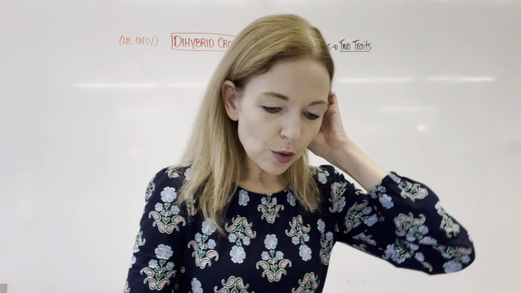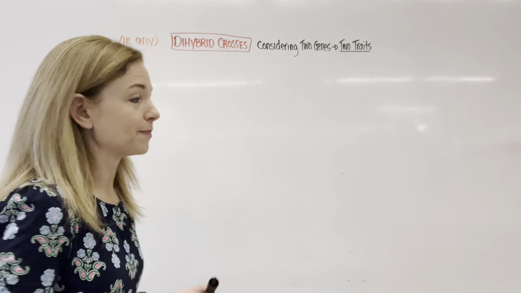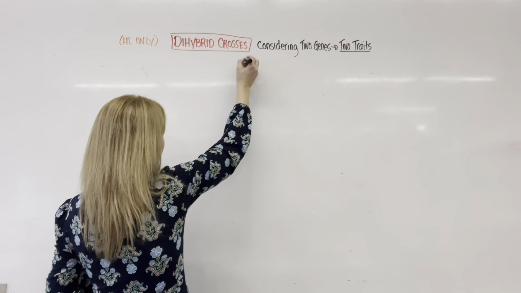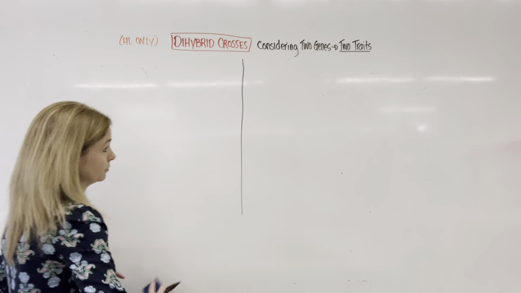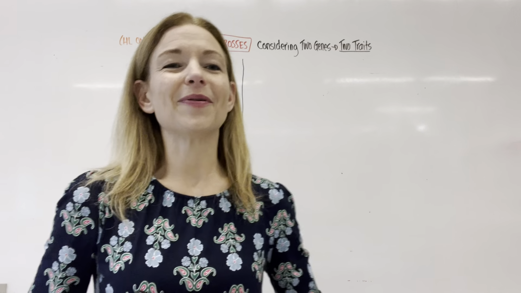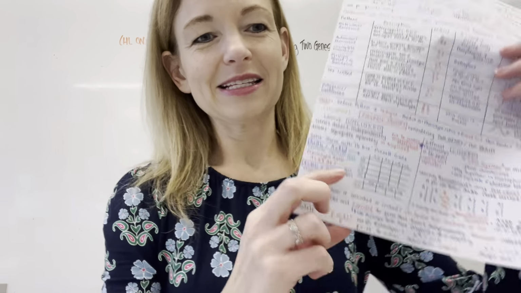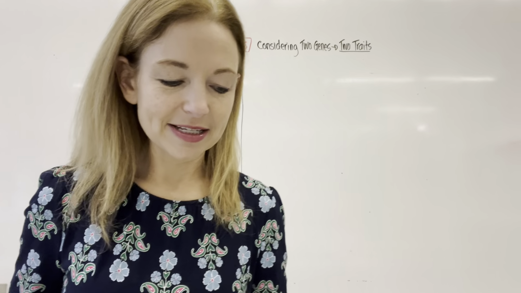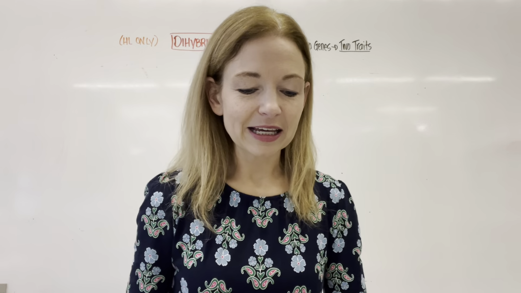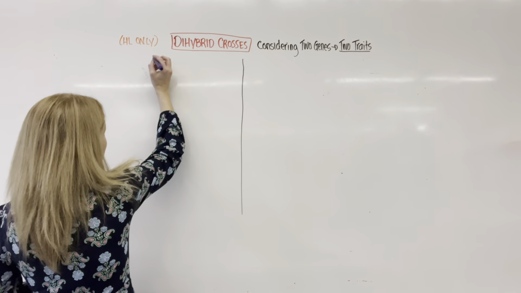Okay, so we are going to divide our space into two. And then we're going to leave some room at the bottom. So we're going to write small, depending on how much room you have left. We only need a tiny amount at the bottom, so you can use the rest of your space how you have it. Okay, so I want to look at unlinked versus linked genes.